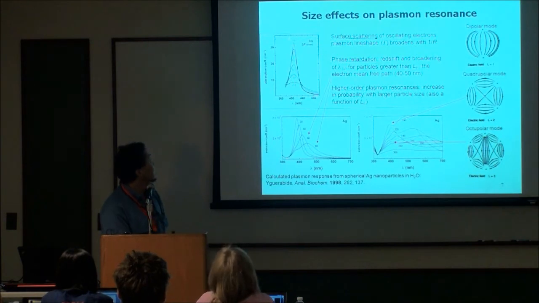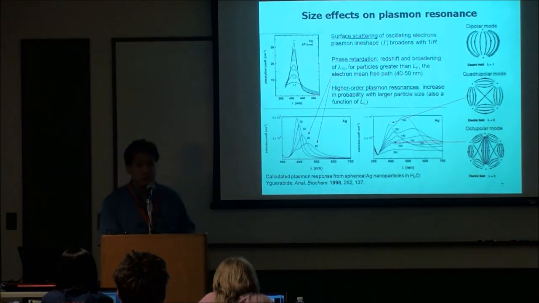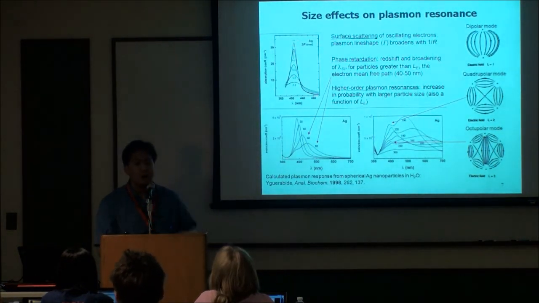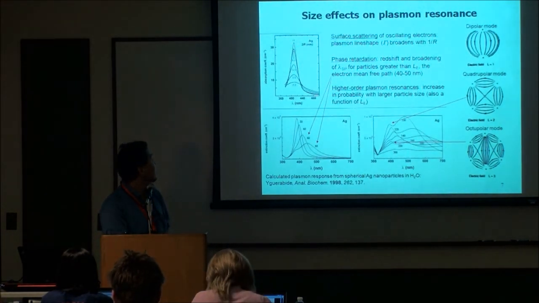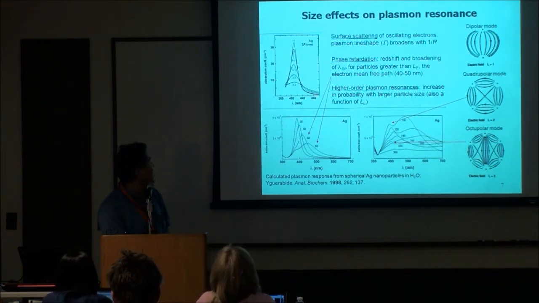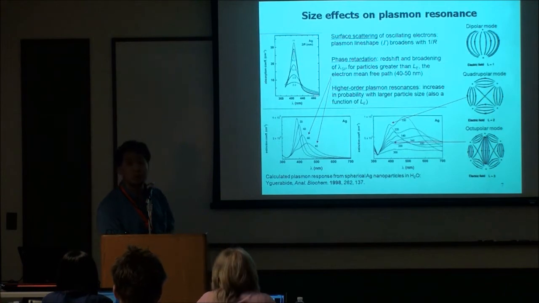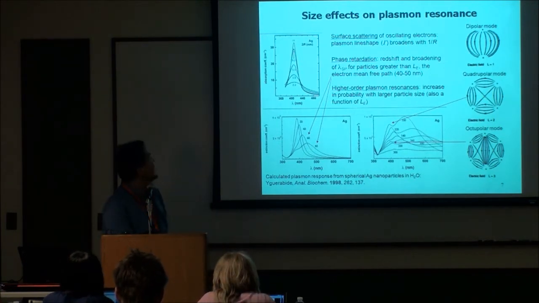So by the time you get to about 10 nanometers, you start to have a very appreciable, strong resonance band that can be used. And then as you go from 10 to say 20 or 40, you're still in the classic regime, but as you change the size of the particle, you can start to see shifting and broadening. So why is that?